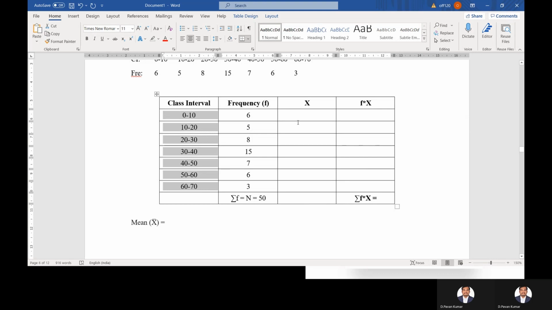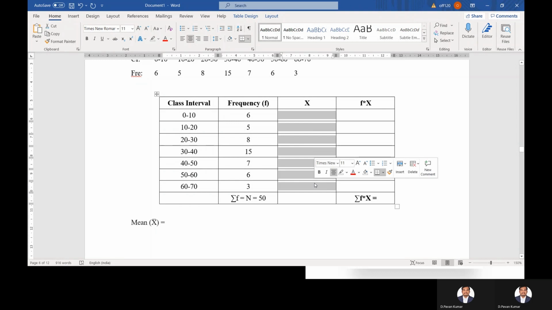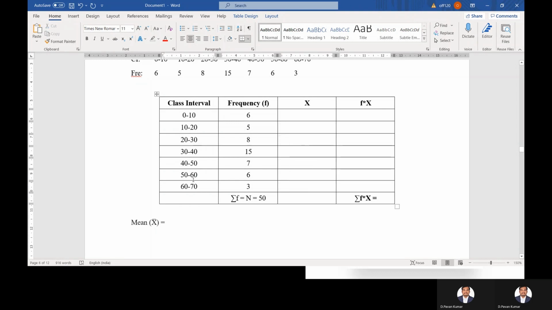Now how do we identify these x values? Usually everyone says that it is the middle value of the class interval, the average of the highest value and the least value in the class interval. That is how 10 plus 20 divided by 2 we get 15, and 0 plus 10 divided by 2 gives 5. That is the formula people generally say.